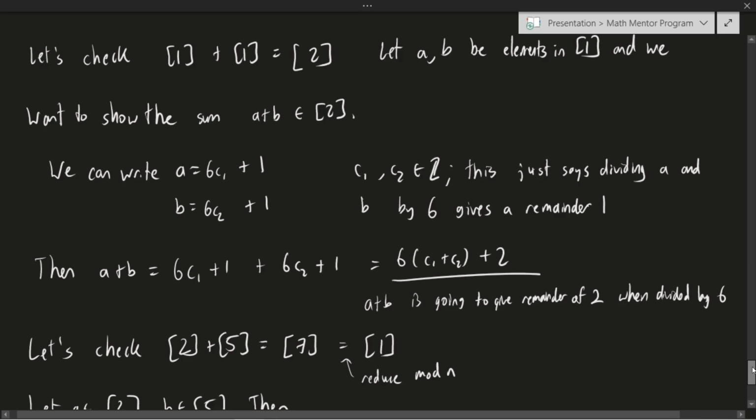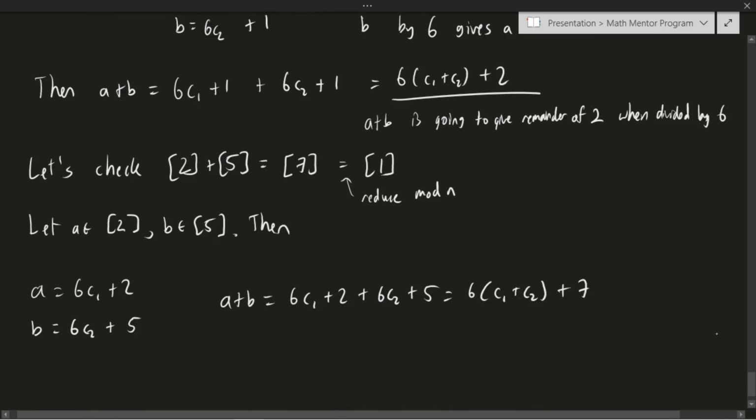Now let's do a little more complicated example, one that will require us to do that reduction mod n that I was talking about earlier. So we're going to check, for example, that if we add the class of 2 and 5 together, it ends up giving us the class of 7, but the class of 7 is the same thing as the class of 1. Here I, again, reduced 7 by mod n, so I just removed 6 to get to this one over here. So these two actually represent the same class. I could have picked 7, I could have picked 1. The thing that they have in common, though, is that when you divide by 6, it gives you a remainder that is 1.